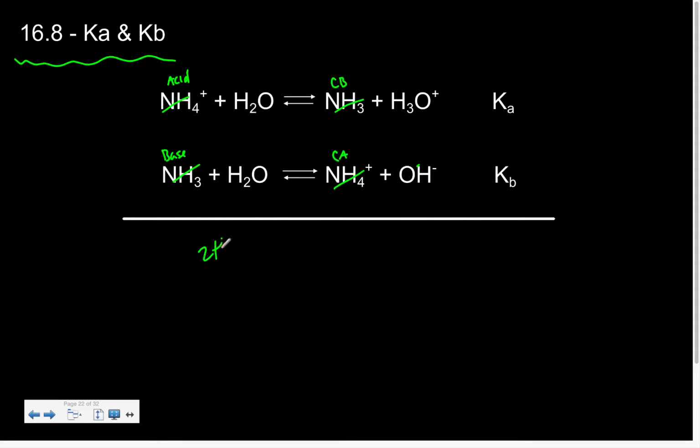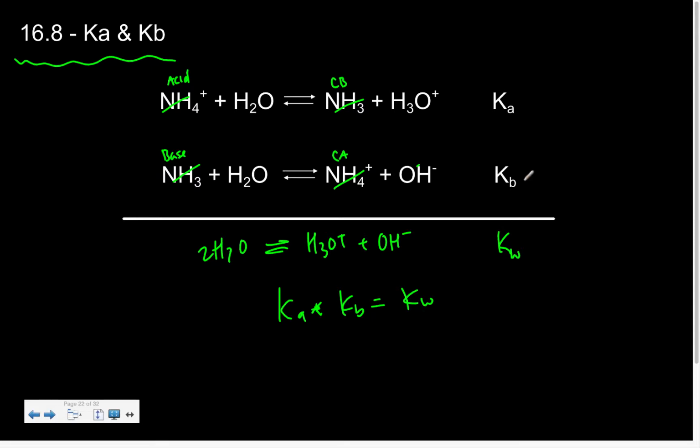Okay, so then, if we wanted to sum these reactions, what do we notice? We end up with 2H2O gives us H3O+ plus OH-. What is that? Ding, ding, ding. That is Kw. Which means that if I add these two things and I end up with Kw, that means Ka times Kb equals Kw.